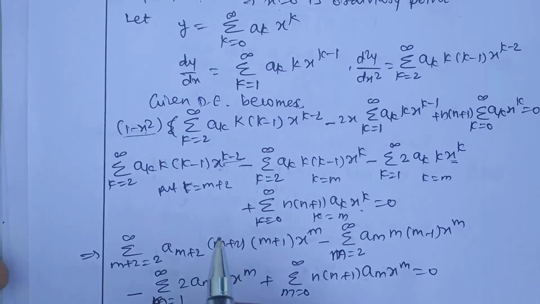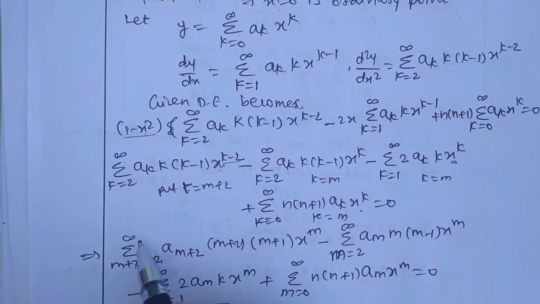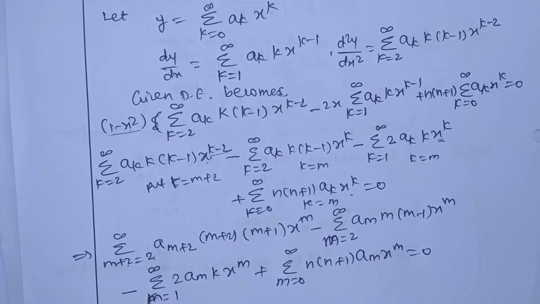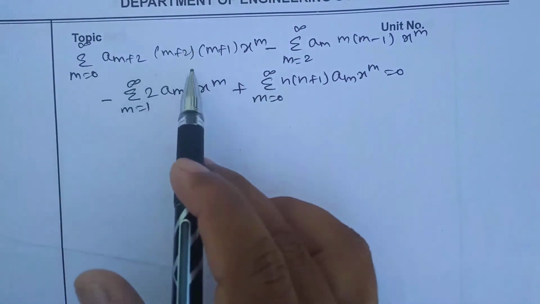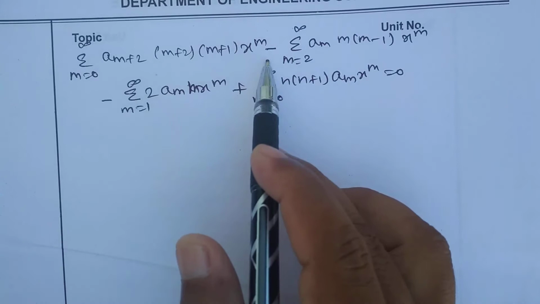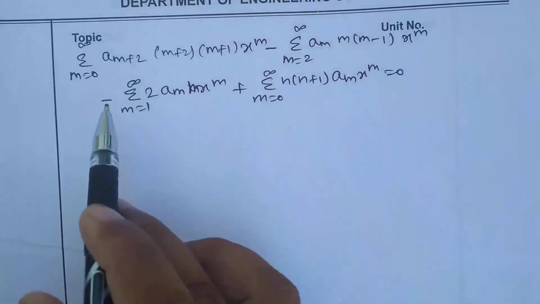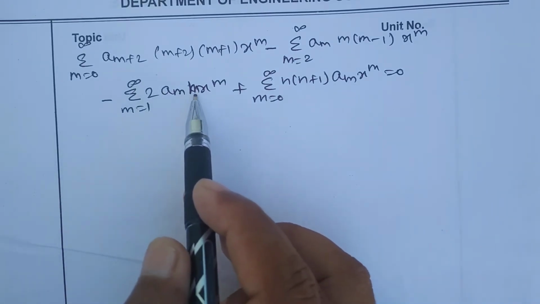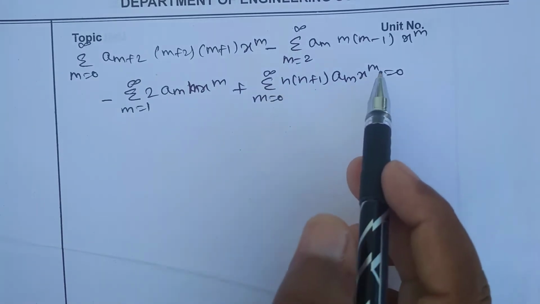Now simplifying this, the 2 goes to the RHS, so it becomes m equals 0 to infinity. So we will get the next term as summation m varies from 0 to infinity a(m plus 2) (m plus 2) (m plus 1) x to the m, minus summation 2 to infinity am into (m minus 1) x to the m, minus summation m varies from 1 to infinity 2 times am into m x to the m, plus summation 0 to infinity n into (n plus 1) am x to the m.